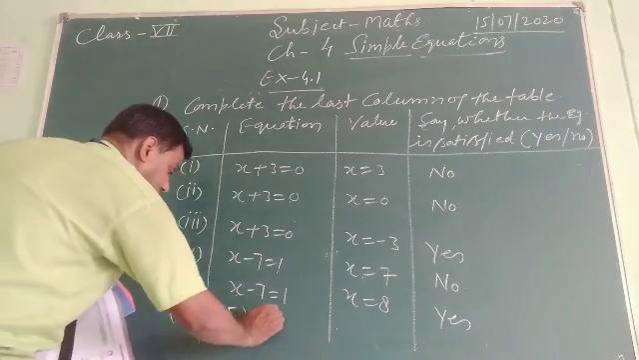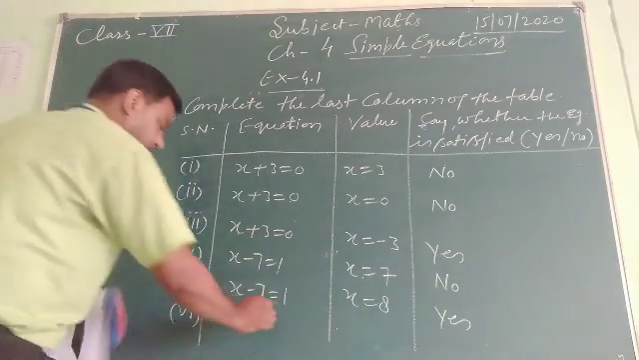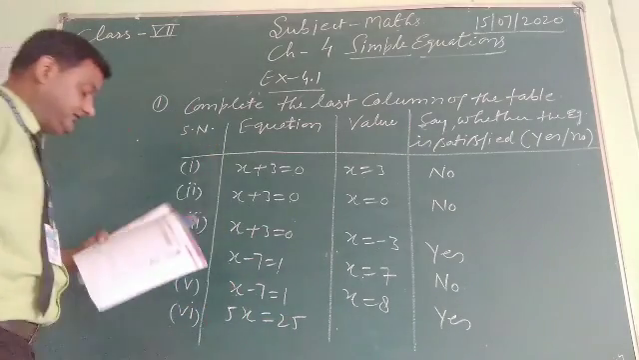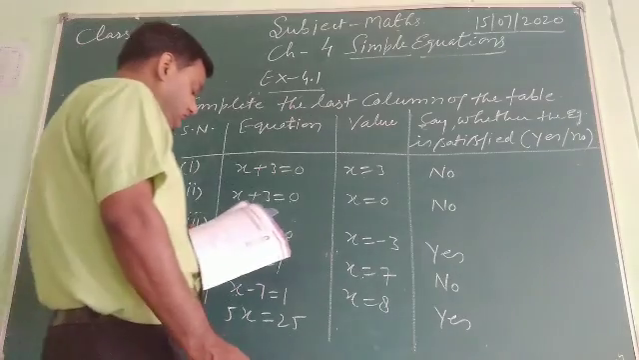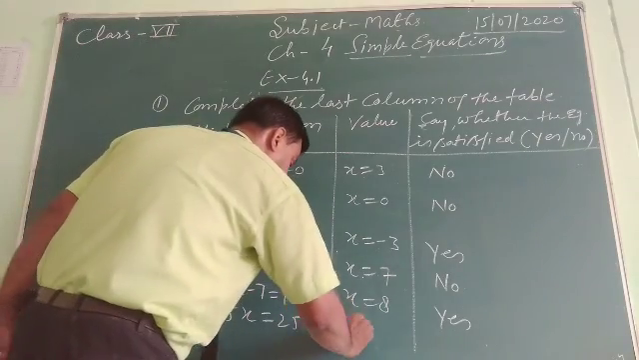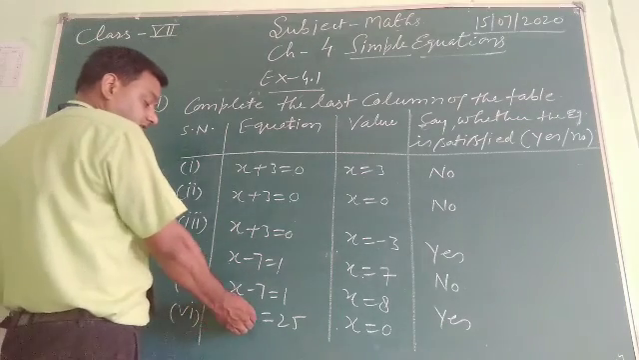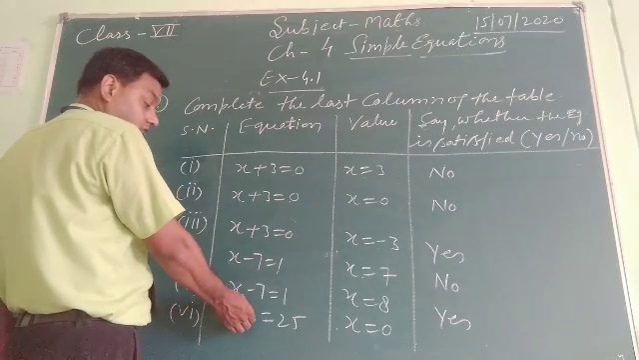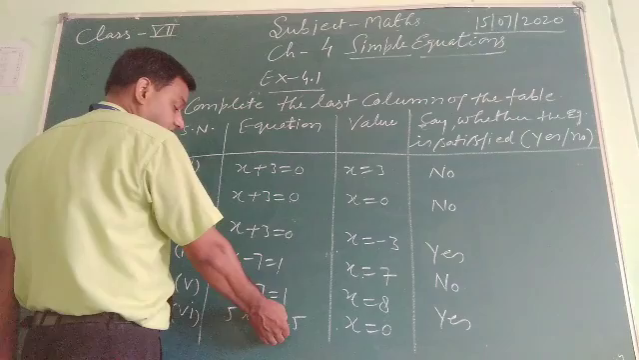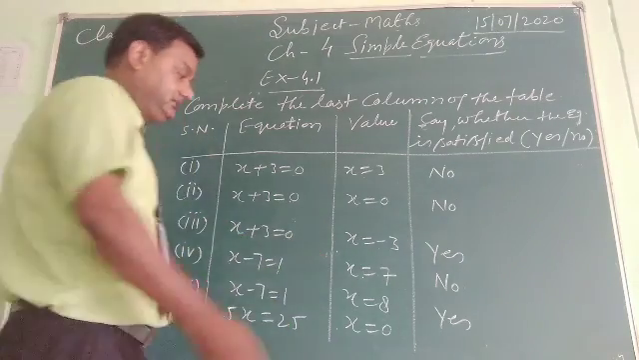Now sixth part. 5x equal to 25. x equal to 0. Put x equal to 0 in the equation. 5 into 0 equal to 0. But RHS is 25. So it is not satisfied. No.